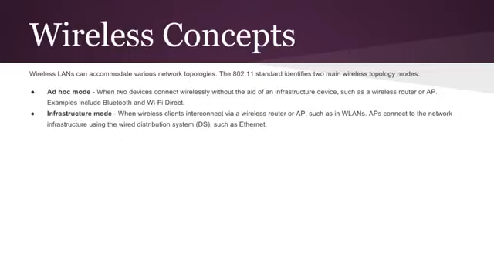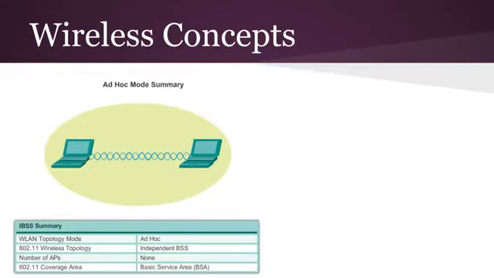Secondly, we have the Infrastructure Mode, which is when wireless clients interconnect via a wireless router or access point, such as in WLANs. Access points connect to the network infrastructure using the wired distribution system, such as an Ethernet connection. This is the summary for ad hoc. As you can see, it's just two devices connecting between each other. There's no need for an access point. As you can see at the bottom, the topology mode is ad hoc.